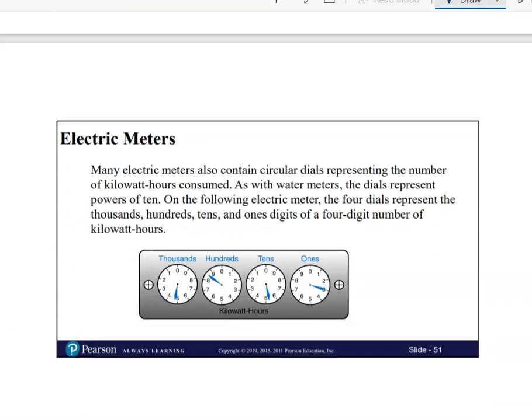Many electric meters also contain circular dials representing the number of kilowatt hours consumed, as with water meters. The dial represents powers of 10. On the following electric meter, the 4 dials represent thousands, hundreds, tens, and ones digits of a 4-digit number of kilowatt hours.